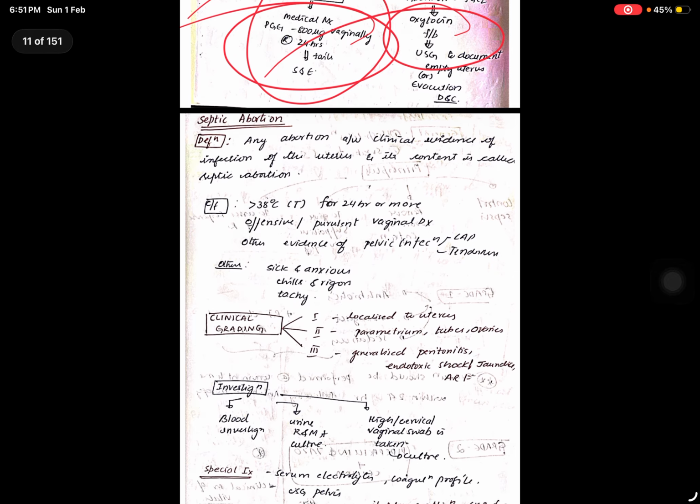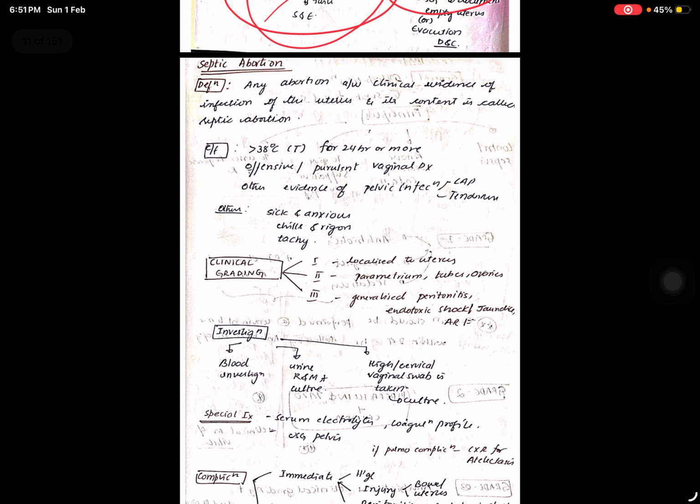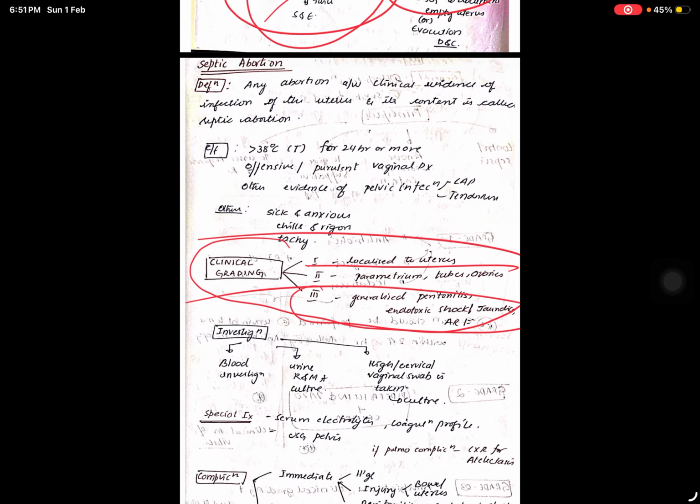What is septic abortion? As I told, when it reaches the systemic part, you have all the septic kind of clinical features. Make sure you study the grading first. So what are the 3 grades? You have only 3 grades. Remember the first one and the last one first, because firstly it will be localized, and lastly it will be a general peritonitis.